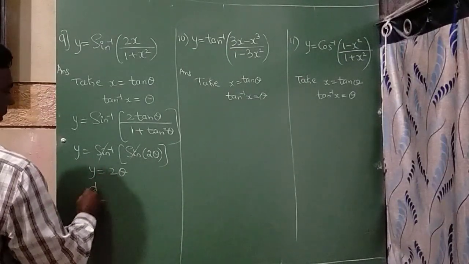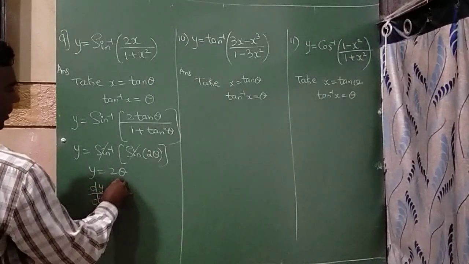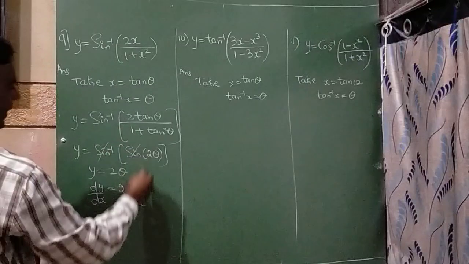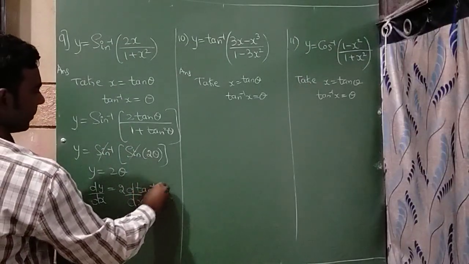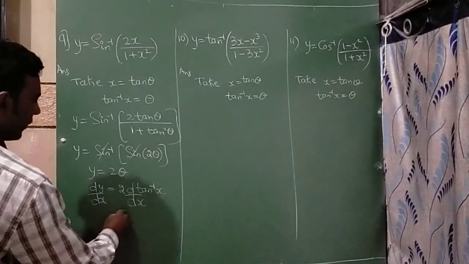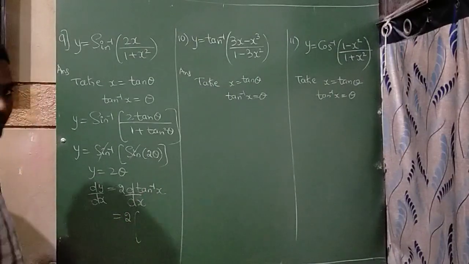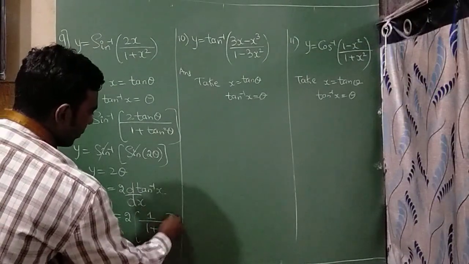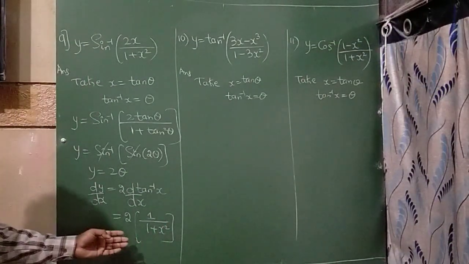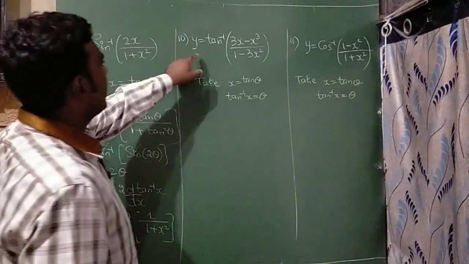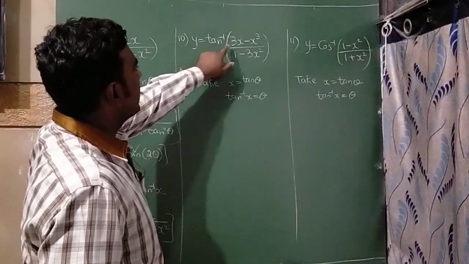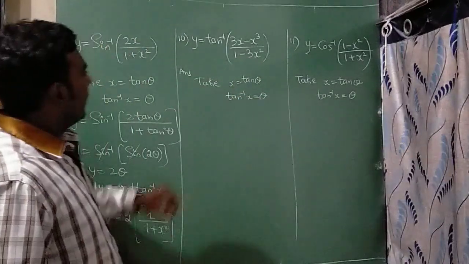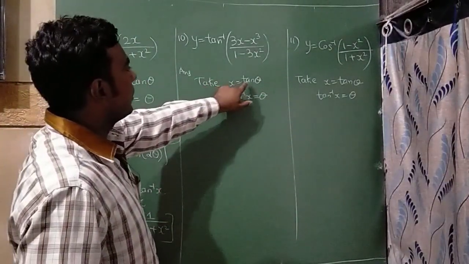So d by dx of y is equal to 2 d by dx of, instead of theta I am going to write tan inverse of x. There is a formula for tan inverse of x, that is 1 divided by 1 plus x square. So this is your final answer. Okay. So 10th question is y is equal to tan inverse of 3x minus x cube divided by 1 minus 3x square. Here also you need to take x is equal to tan theta.